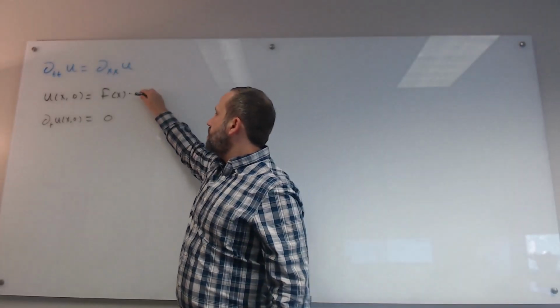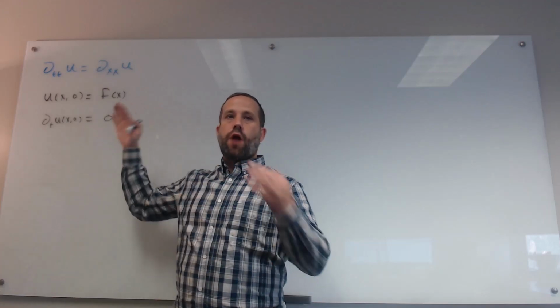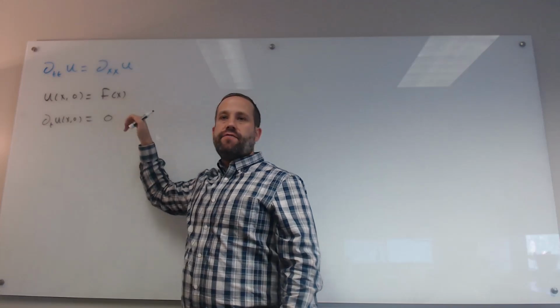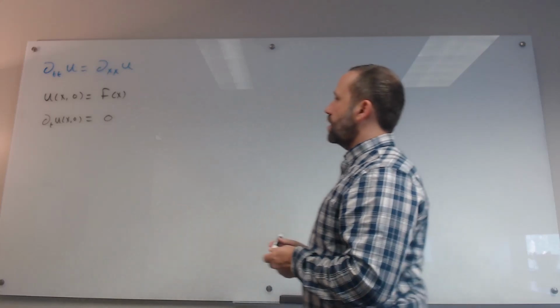So in this problem, we're going to assume that we know u of x,0 is equal to f of x, and we're going to assume that the t derivative of u of x,0 is equal to 0. In the next video, we're going to flip this. We're going to see what happens when this is 0 and this is some given function g of x. And then the solution to the whole problem, where you have f of x there and g of x there, is just going to be a sum of those two.